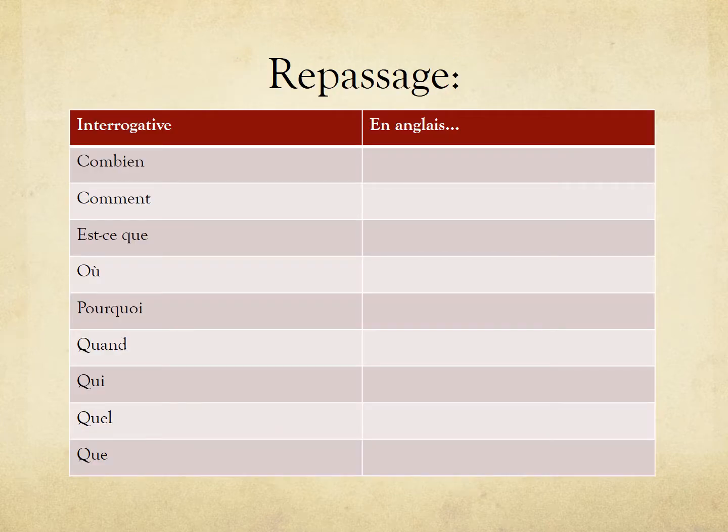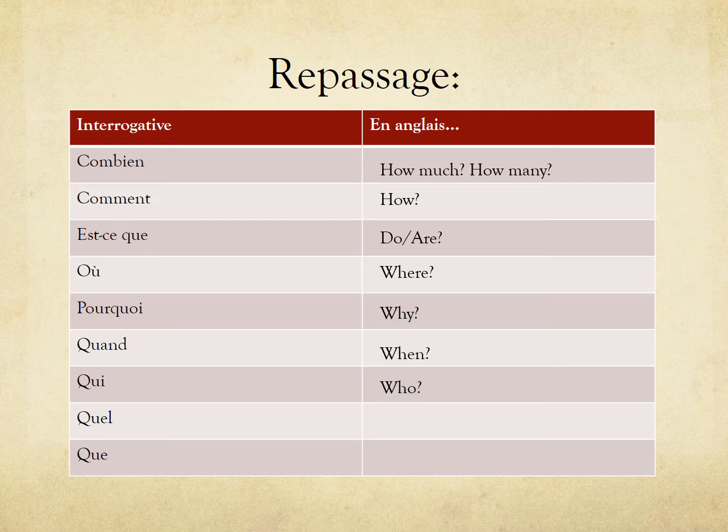Okay, so on your note sheet, go through this chart, make sure you have everything completed. So combien means how much or how many. Comment, how. Est-ce que, do or are. Où, where. Pourquoi, why. Quand, when. Qui, who. Quel, which. And que, what.